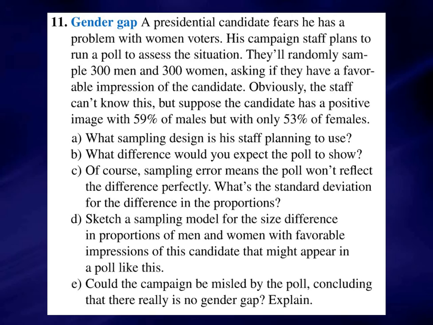Does that make sense? Are all of my samples going to give me a 6% difference? No. Why? What did you yell at me about before? Random sampling variability. Each sample changes. Maybe you get one sample that had a lot of women and very few men. Maybe you have another sample where they're exactly the same. Maybe you have another one where they're even more different than you thought. Samples change from group to group. And this says, of course, sampling error means the poll won't reflect the difference perfectly.